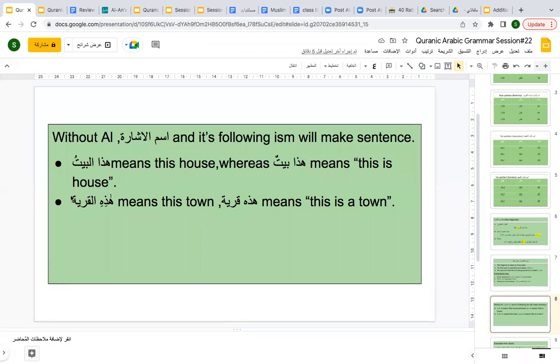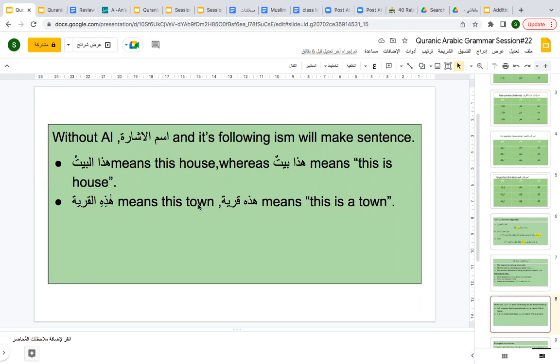Hadhihil qaryatu matches in the four properties. Gender-wise, both are feminine, both are proper, both are singular. Yes, so I can say hadhihil qaryatu. You can just think, I did not put a harka at the end, but you can think of it as qaryatu. So everyone can figure out that this will mean this town.